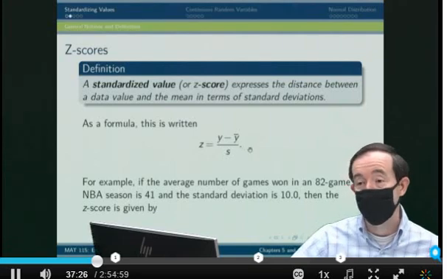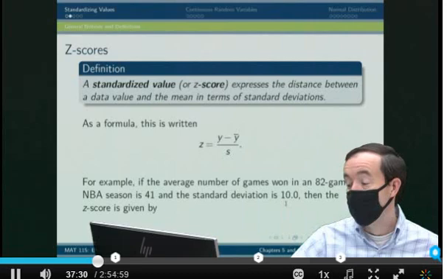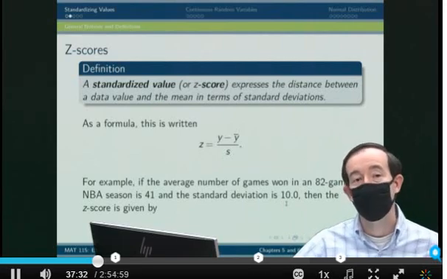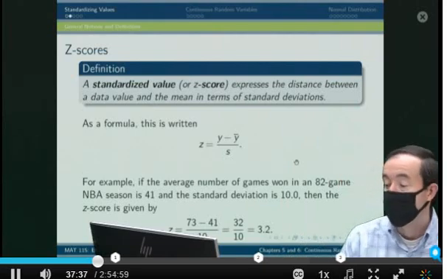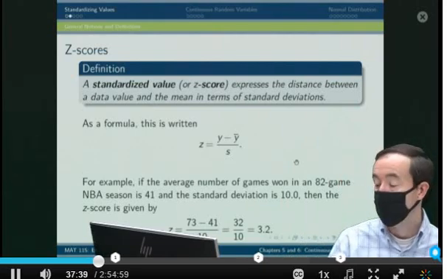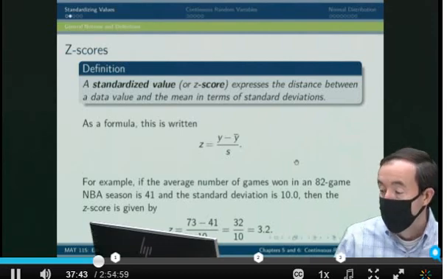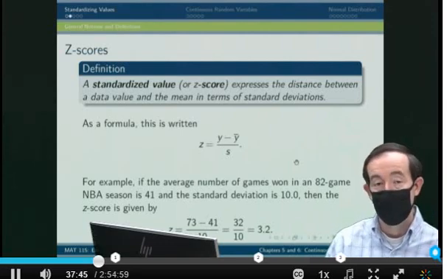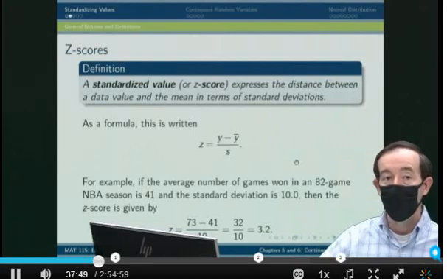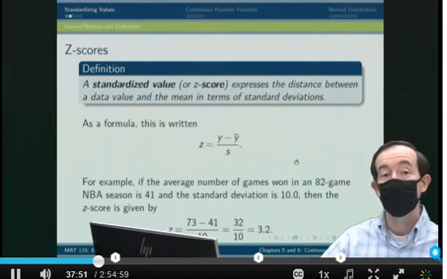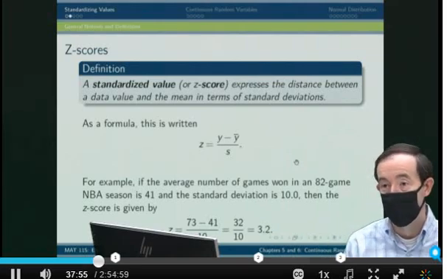Now that would have to be calculated, so I just used a simple number here so we can see what it would look like. If the standard deviation is 10, that's pretty close to what it would be on average. Then my z-score would be 3.2. So what that 3.2 means is that the Golden State Warriors performed 3.2 standard deviations better than the average.